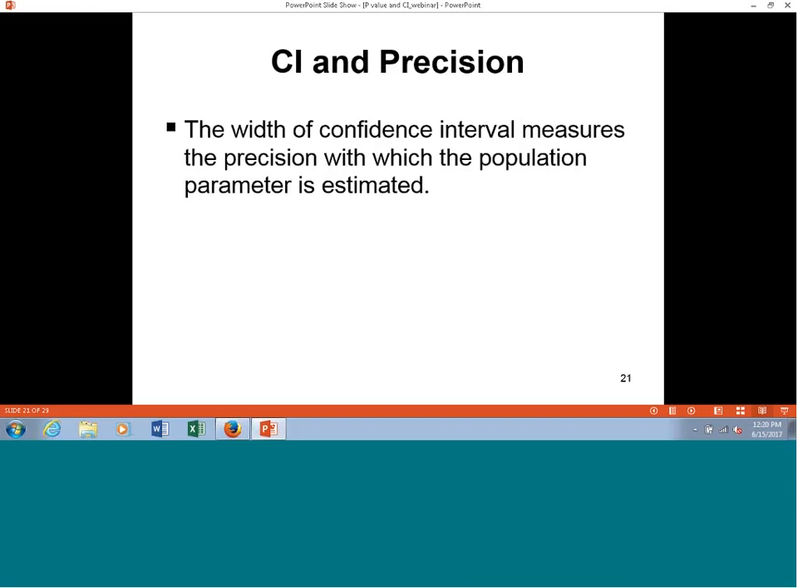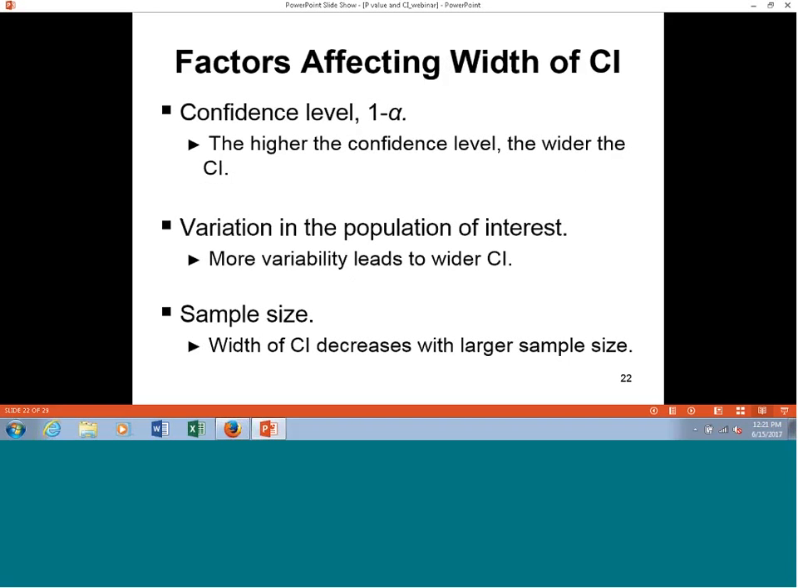The point estimate is the best guess of the population parameter. The width of a confidence interval represents the precision with which the population parameter is estimated. The narrower the confidence interval, the more precise the estimate is on the parameter. Three factors affect the width of the confidence interval, or the precision of the estimate. The higher the confidence level, the wider the confidence interval. 95% confidence interval is wider than 90% confidence interval, while all other conditions are fixed.